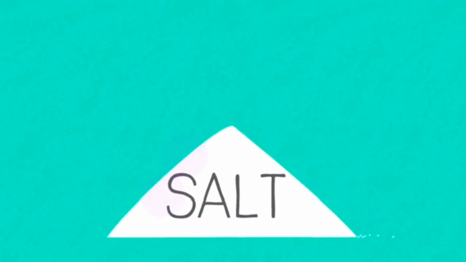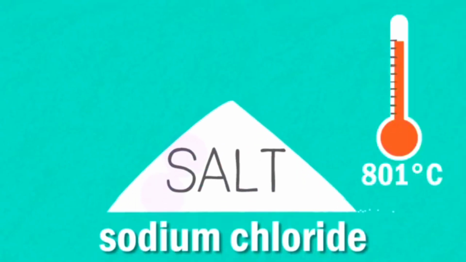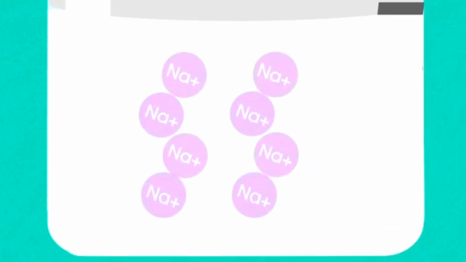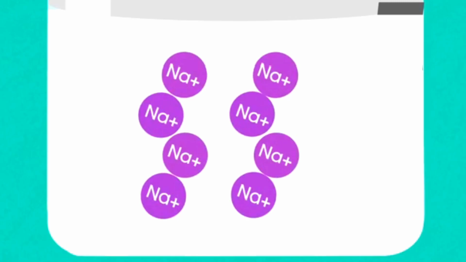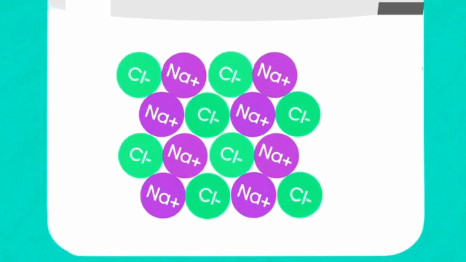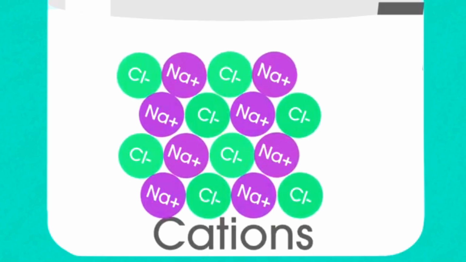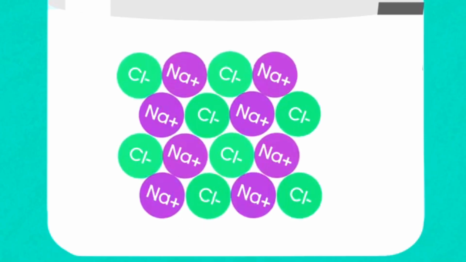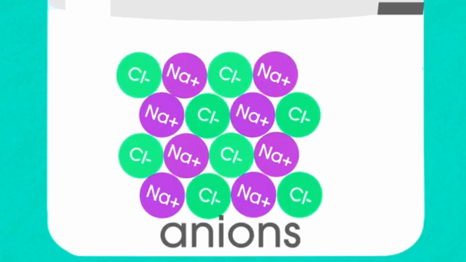Let's take a common example, table salt. If you heat sodium chloride to over 801 degrees Celsius, it will melt. The liquid will contain free-flowing positive sodium ions and negative chloride ions. This simply means that sodium and chloride ions are free to move within the liquid sodium chloride. Positive ions are called cations. Negative ions are called anions.